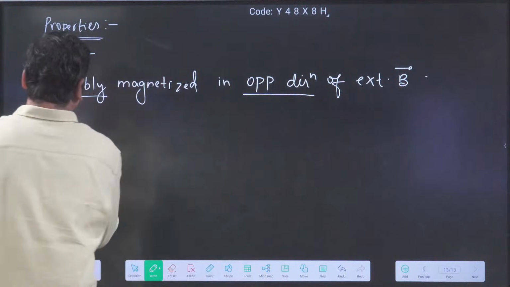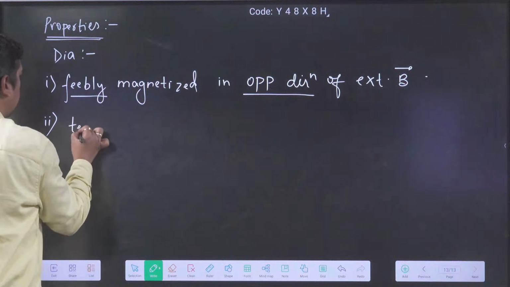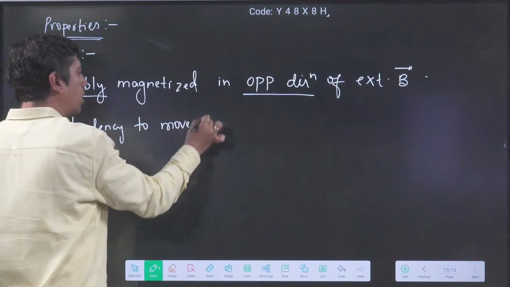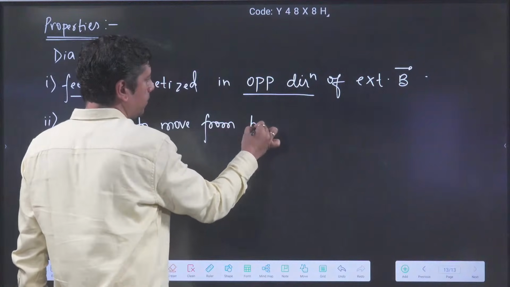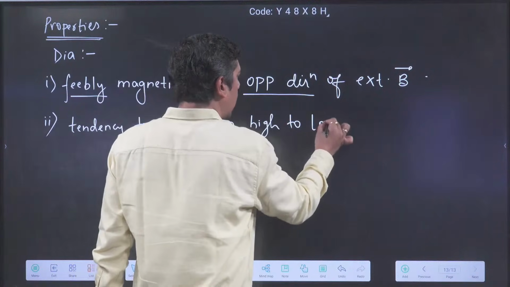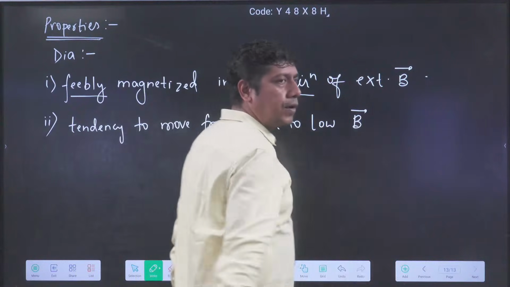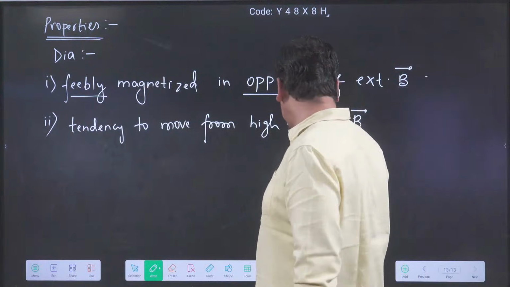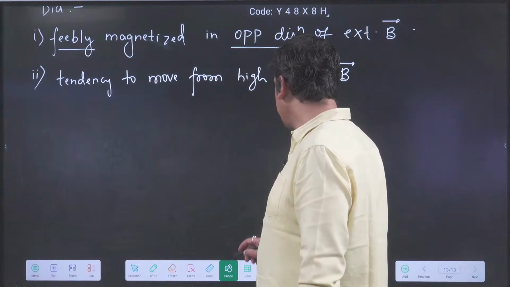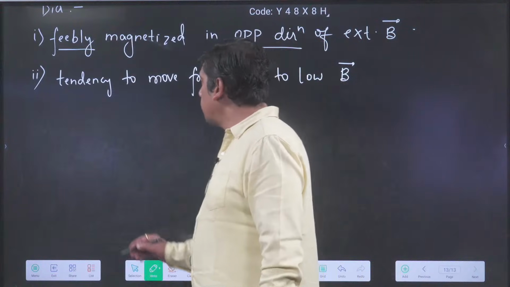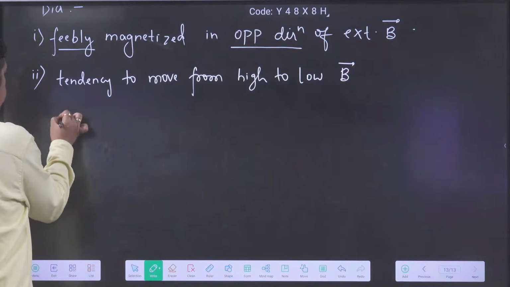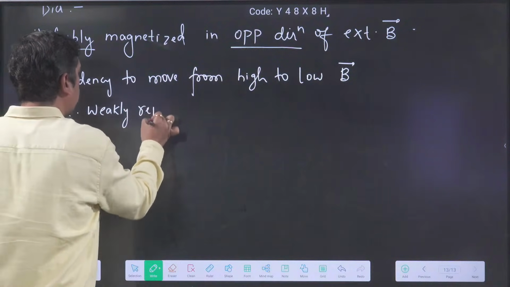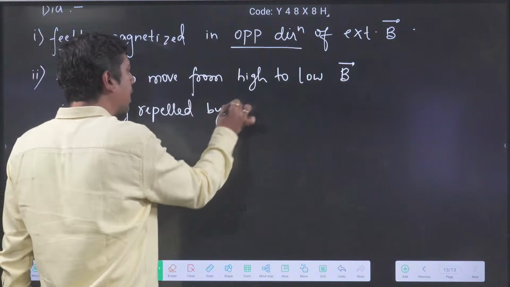The second point, they have a tendency to move from high to low magnetic field region. That's why, if you do some experiment, they will be weakly repelled by magnet.